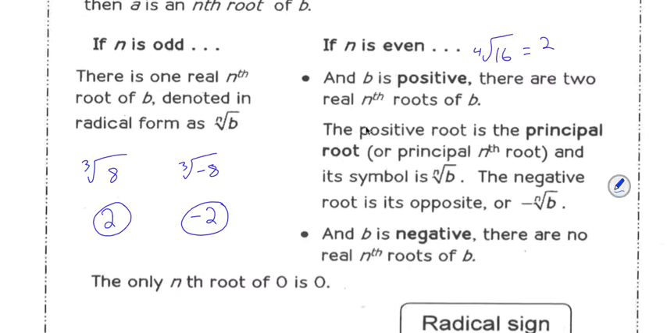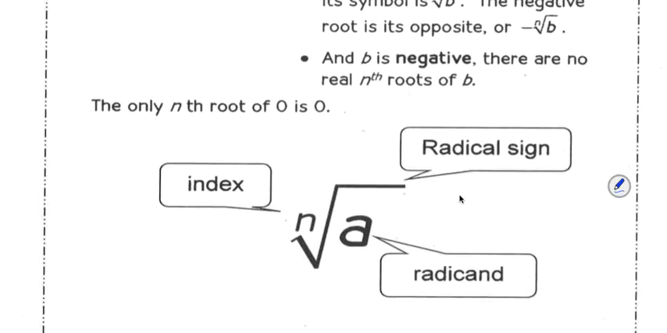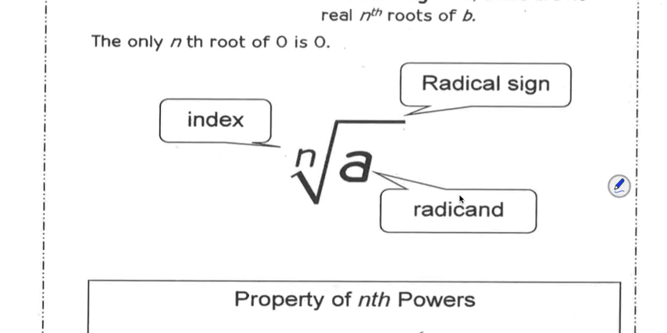Now, if that number under there is negative, there are no real roots, okay? So if we're taking the fourth root of, for example, negative 16, there are no real roots there, okay? And we're going to focus on real roots for right now, okay? Last thing that we need to know: if you are taking any kind of root of 0, it's 0, okay?